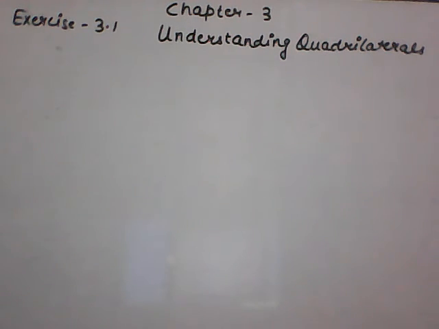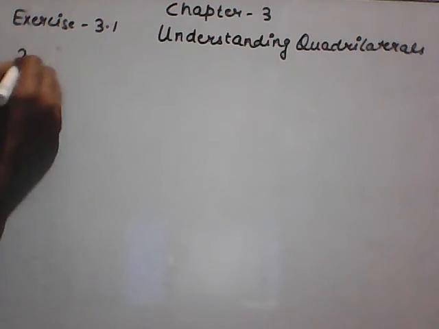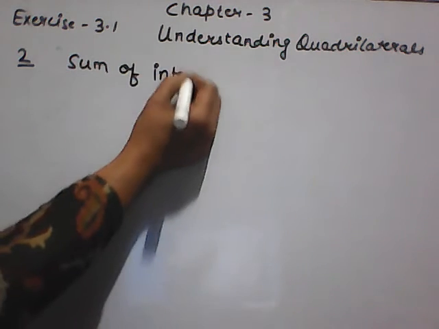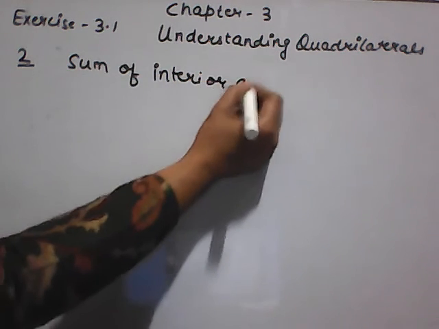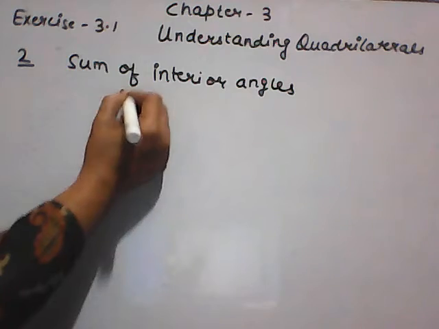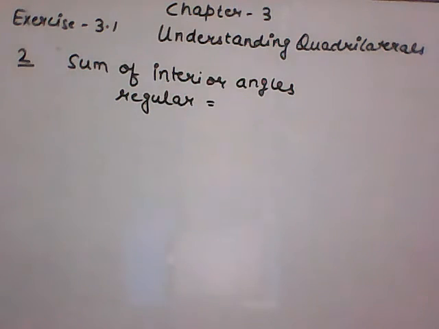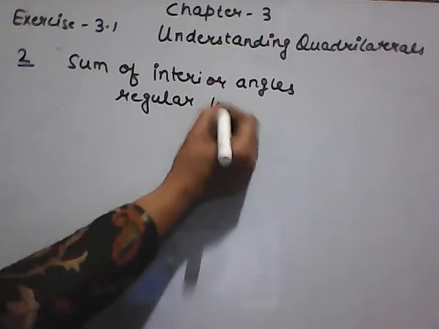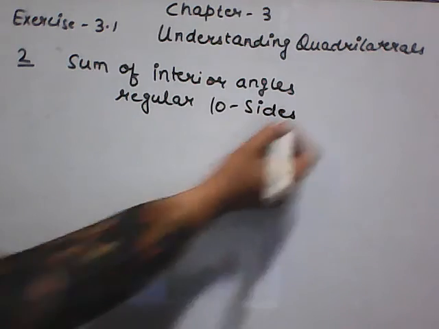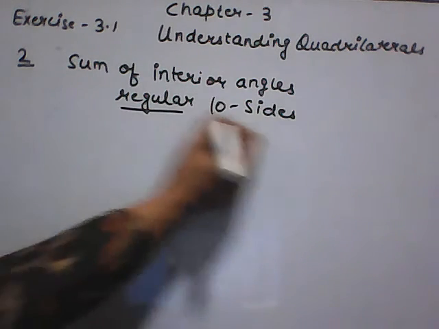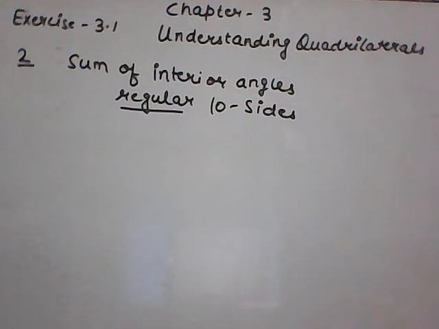In question number 2, you have to calculate the sum of interior angles of a regular polygon. A regular polygon means all its sides and all its angles are equal. Here is a regular 10-sided polygon, so the sides are given as 10. That means the number of angles is also 10, as we know that in regular polygons the number of sides and number of angles are equal. Now you have to obtain the measure of each interior angle of the polygon.